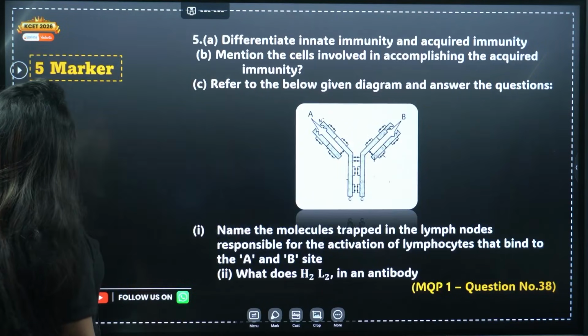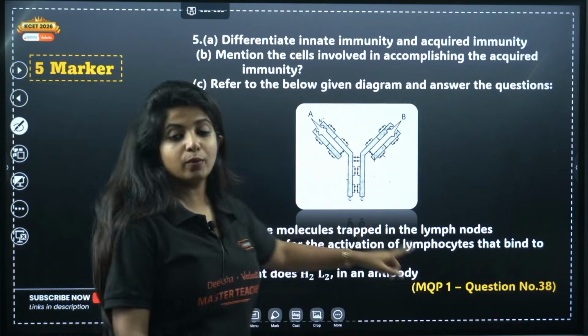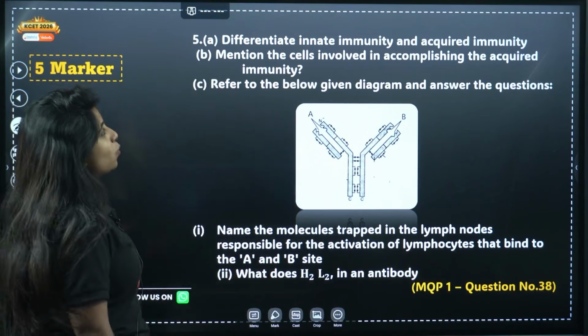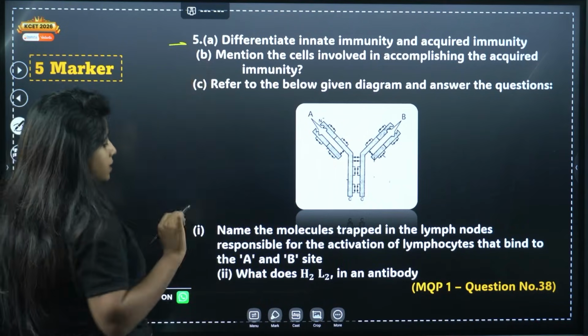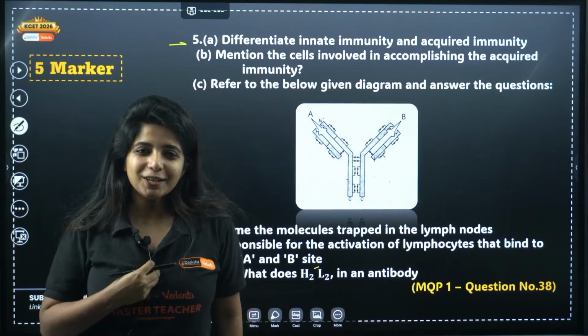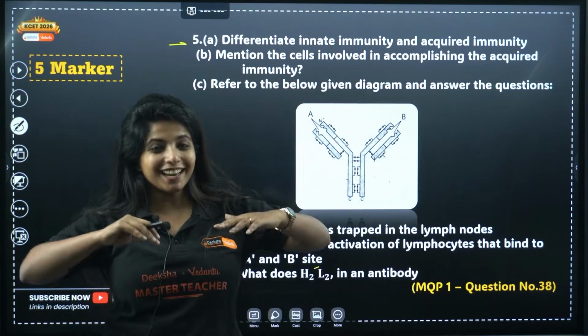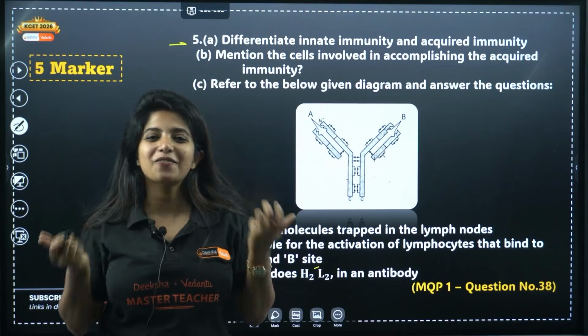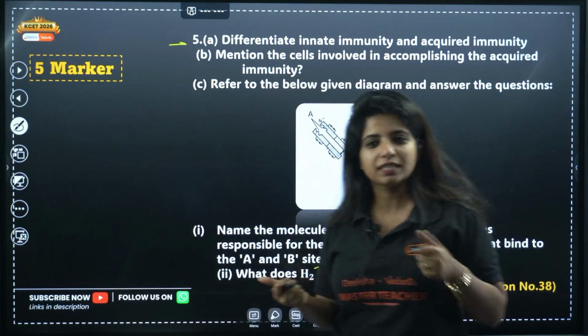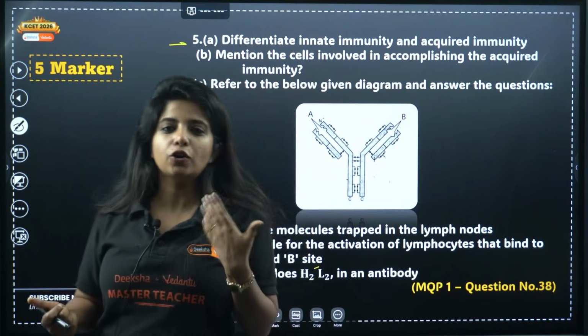Chalo. Now the 5-marker question from MQP1, this is question number 38. Differentiate between innate immunity and acquired immunity. A, B, C parts are there. So A part, differentiate between innate and acquired. So my dear children, we are born with skin. We are born with tears and everything, right? What is this type of immunity? Does it provide immunity first of all? Skin? Is it providing any sort of immunity?